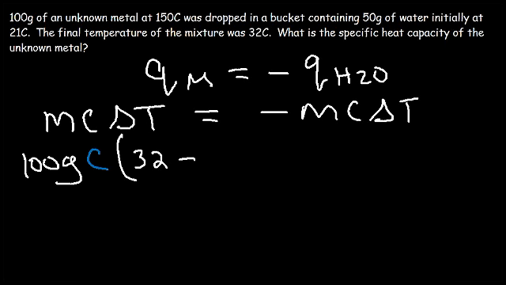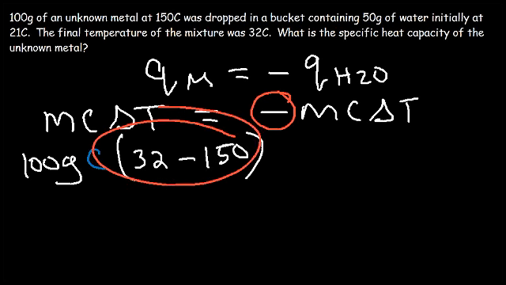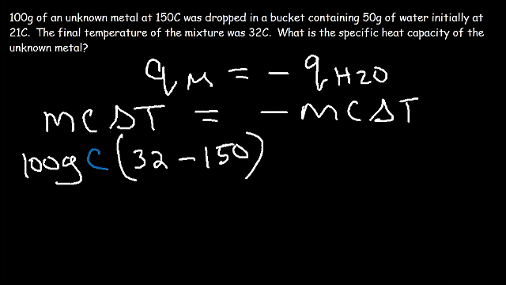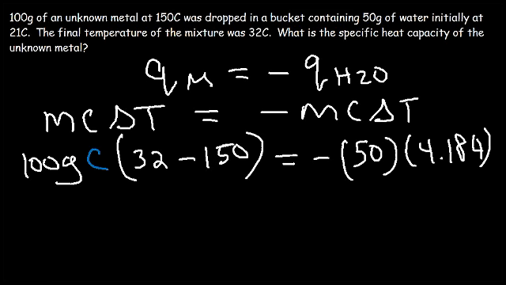The initial temperature of the metal is 150 degrees Celsius. So notice that 32 minus 150 is a negative number. So thus we need the negative sign so that it cancels with this negative value on the left. On the right side, the mass of water is 50 grams. And the heat capacity of water is 4.184. And the temperature change, final minus initial, 32 minus 21. 32 minus 21 is 11.